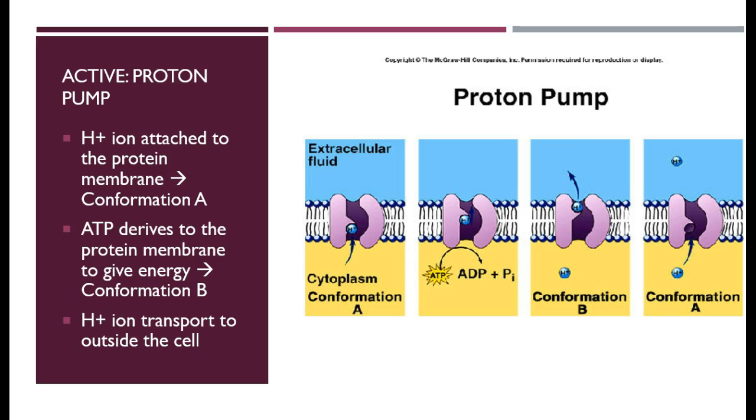The proton pump is another example of active transport. The hydrogen ion attaches to the membrane protein, which makes conformation A. The ATP gives energy to the membrane protein, which causes conformation B. This will cause the hydrogen ion to be transported from inside to outside the cell.